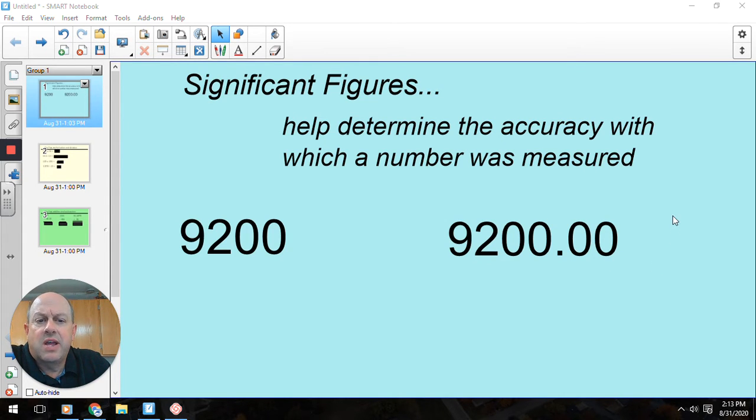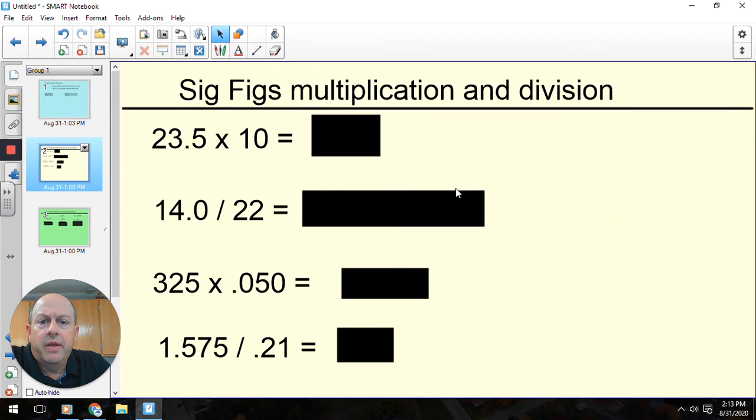So that's the gist of sig figs, and why we do them: to give you, the reader, an idea of how detailed the number needs to be whenever you're recreating it or measuring it. Moving on now, as we go into simple calculations with sig figs, we'll do multiplication and division first.